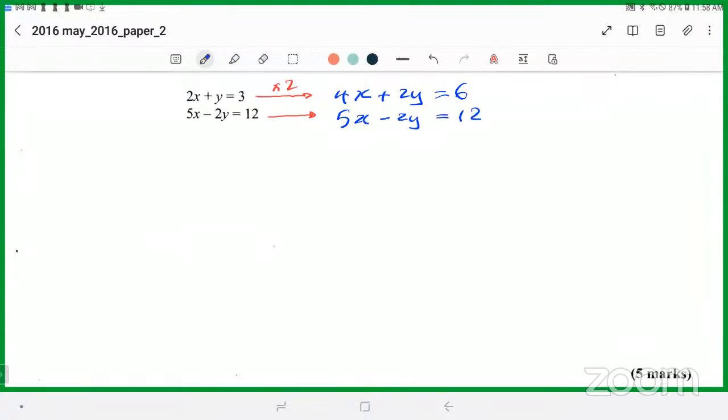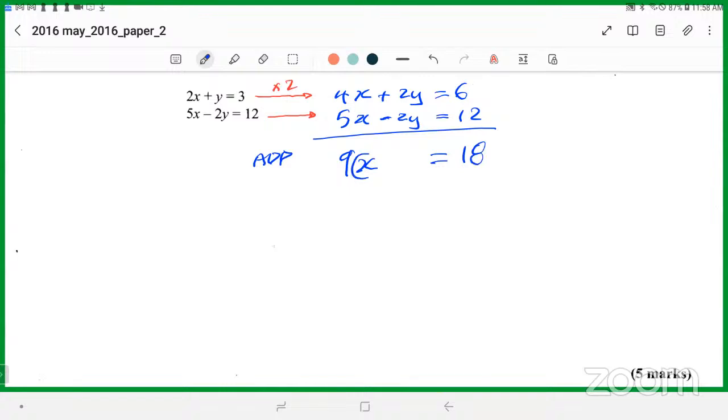equals 12. Now if I add up everything, add up the left side and add up the right side, as if I'm adding up all the values here and all the values here. So the 5x and the 4x add to 9x. Then this positive 2y and negative 2y cancel each other out. And on this side, the 6 and the 12 give me 18.